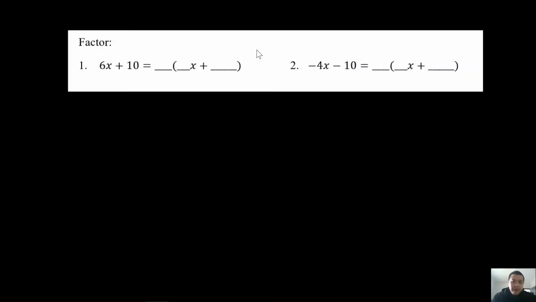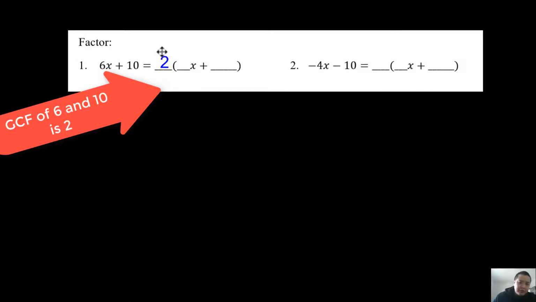Okay. So what we're going to do now is factor linear expressions. What that means is we're going to find two things that multiply together to get us this expression right here, 6x plus 10. And we're going to do that by factoring out the greatest common factor of 6 and 10. So we first have to find the greatest common factor of 6 and 10, and that is 2. So we're going to take out the number 2 from both of these.